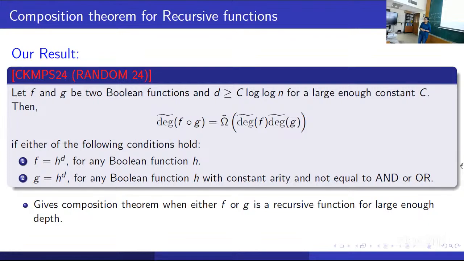For parity we have this. Because for parity in general it is also known. When the outer function is parity, it is known because the approximate degree is full. And when the inner function is parity, that also we know, because parity's sign degree is full. And you can prove from there.